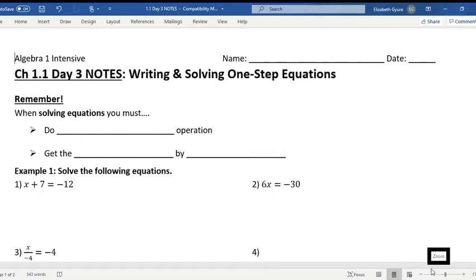1.1 day 3. We're going to spend a total of 5 days on 1.1 because there's some things we got to go back and we got to refresh our memories on.